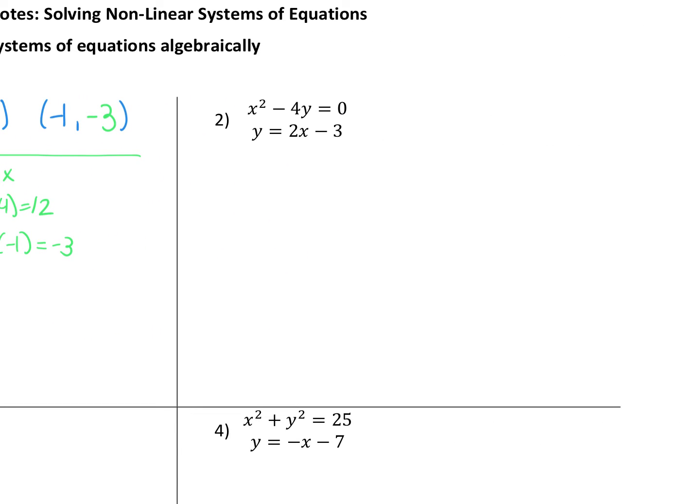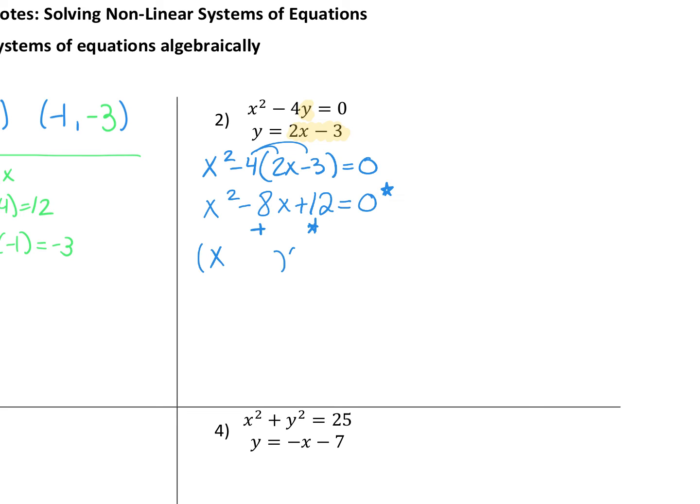Similarly, in number 2, I can see that y is equal to 2x minus 3, so I'm going to substitute that in for y. So I'm going to end up with x squared minus 4 times 2x minus 3 is going to equal 0. I'm going to distribute that negative 4, and I'll get x squared minus 8x plus 12 equals 0. Now this equation is already equal to 0, so I can go straight into what multiplies to 12 and adds to negative 8.